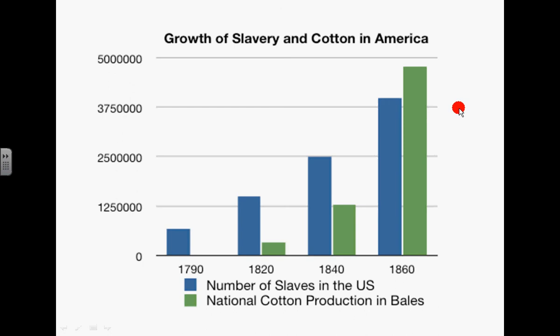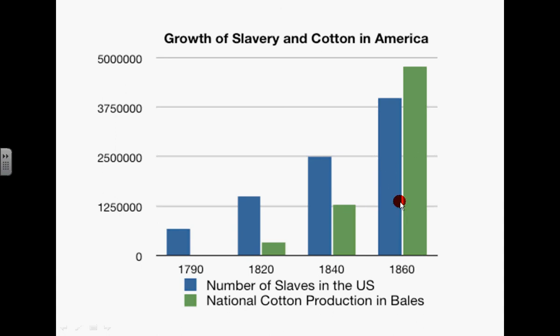This is an interesting graph that shows the number of slaves in the United States compared with the national cotton production in bales, number of bales. And so the blue line here shows the number of slaves. You can obviously see how the number of slaves is increasing, but also notice how the number of slaves increases at almost the same rate that you see the cotton production.